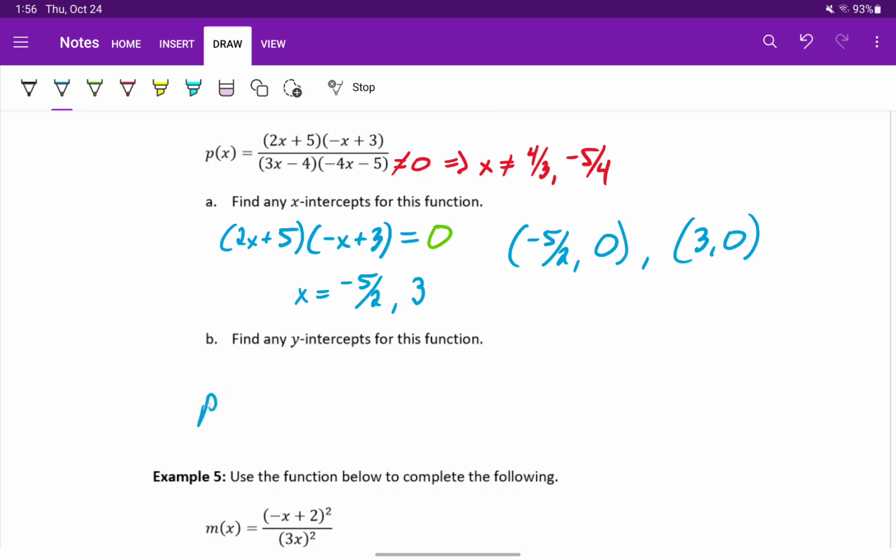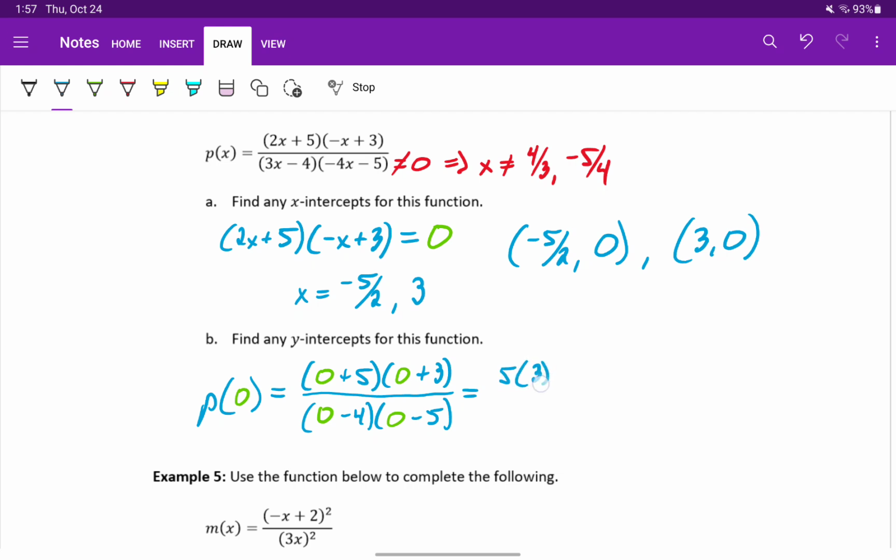To find any y-intercepts, we set the opposite variable equal to 0, so we'll plug in 0 for x. As we evaluate p of 0, in the numerator we'll get that first term in 2x plus 5 just going to 0. So this will become 0 plus 5, times 0 plus 3, all over 0 minus 4 times 0 minus 5. All of the x variables go to 0, and we just look at the constants that are left over, because 0 plus 5 would be 5 times 3 over -4 times -5.